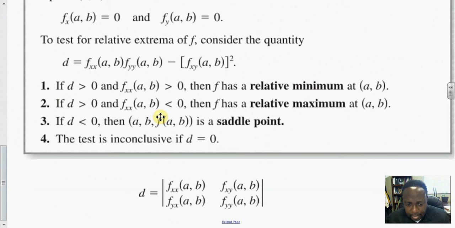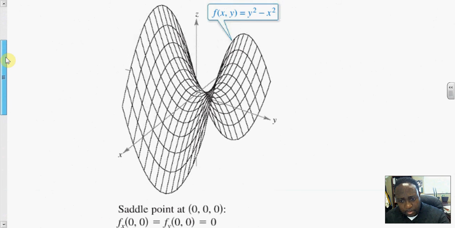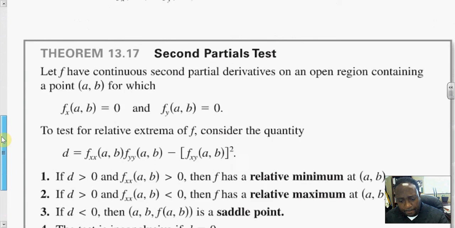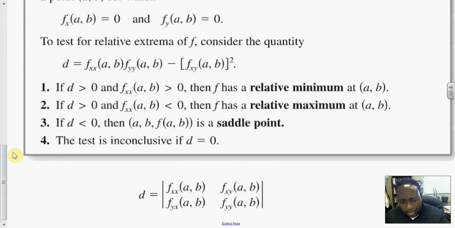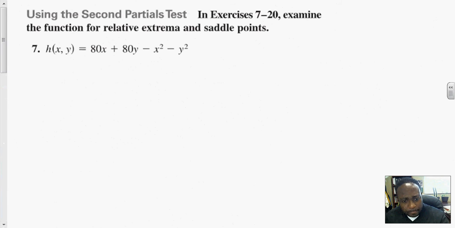And then part 3: if the determinant is less than 0, then automatically you have a saddle point, as in the example that was up above. If D is equal to 0, then you cannot use this test. Let's look at a few problems here.